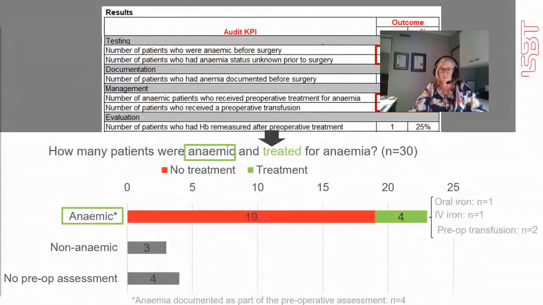And then if you have a look at who was treated for anemia, there was 1 who was treated with oral iron, 1 with IV iron, and 2 had a pre-op transfusion. Also interesting, from these 4 people, hemoglobin was remeasured after pre-op treatment in only 1 person. So this is a way to visualize the results of your data, and to make sure the message is understood well by the public and understood easily.